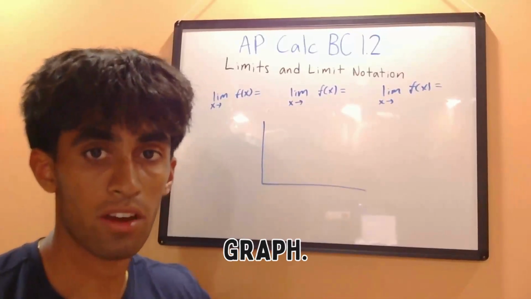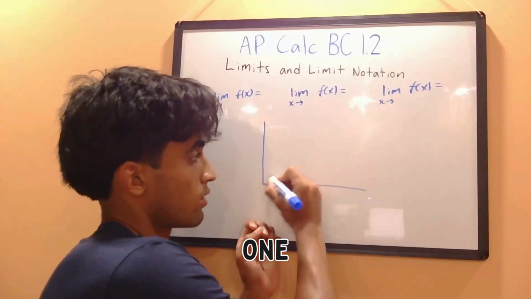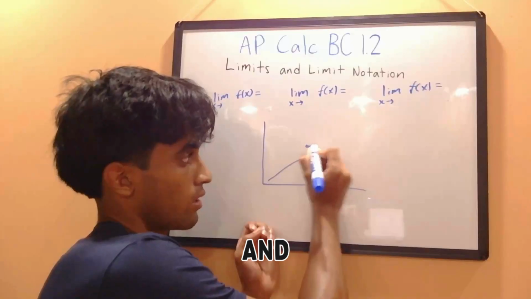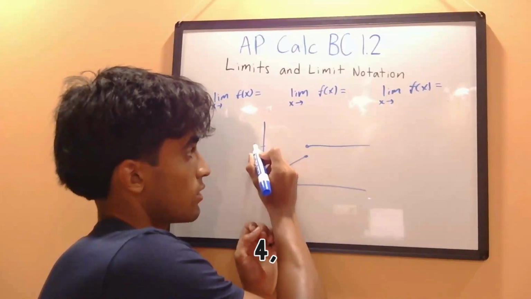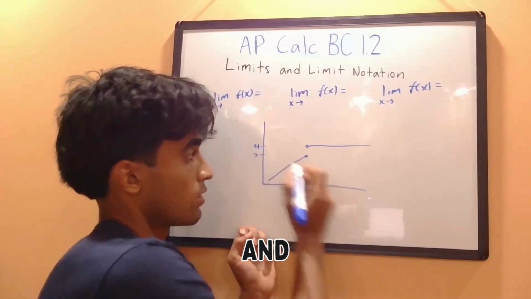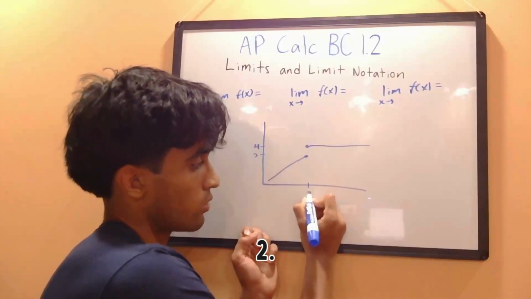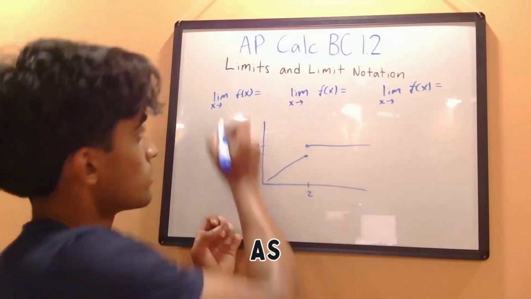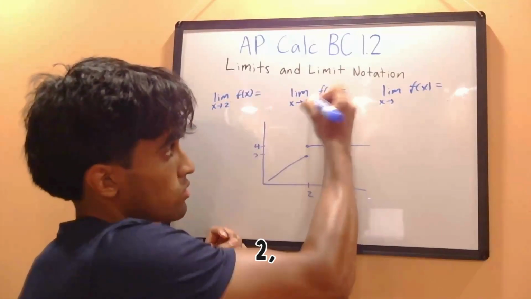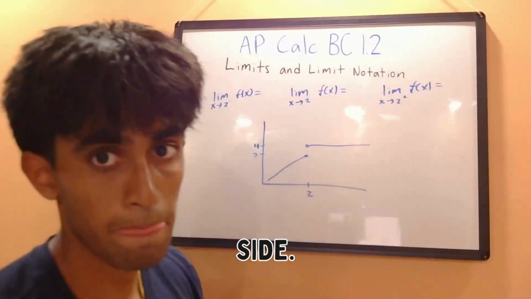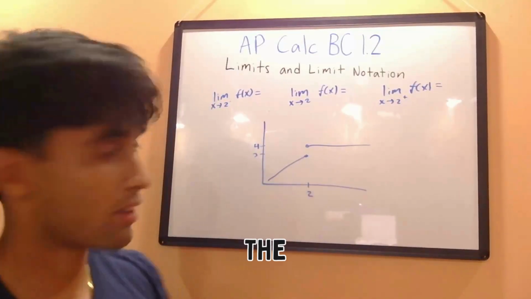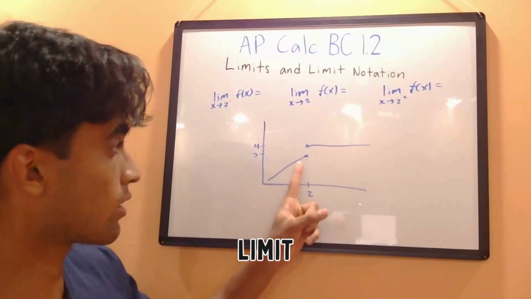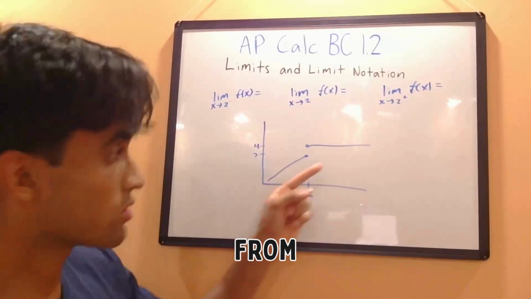Now we're going to look at a second graph. Let's have one graph here, and then a closed circle, and then an open circle here, and then a line. Let's say this is 4, and this is 3, and this is, let's say, 2. Now let's evaluate each of these limits at x equals 2, as x approaches 2 from the left side and from the right side. First, let's evaluate the left-hand limit. As x approaches 2 from the left side, we get the limit as 3 because it approaches that from the left side.